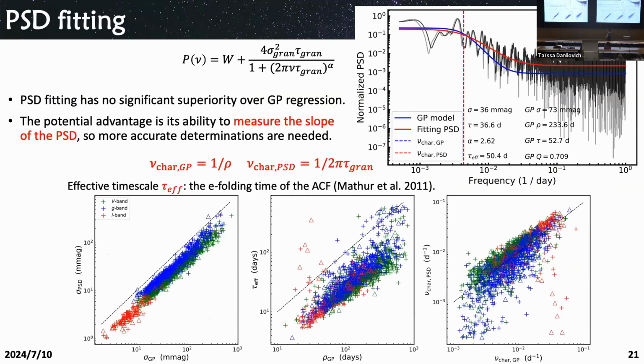And we also compare the difference between our Gaussian process regression and the PSD fitting shown here. The blue line and the red line show the results from these two methods, and the comparison of the parameters is shown below. Actually, there's no significant advantage for PSD fitting over GP regression because, as I mentioned earlier, there are several issues in calculating the PSD. The dispersion of the sigma seems smaller, and the time scale seems larger because they are so difficult to measure.